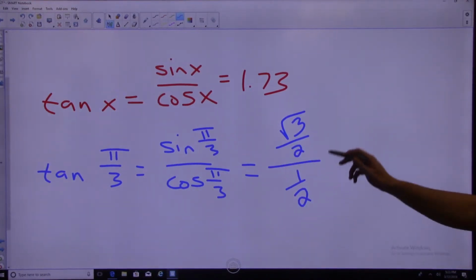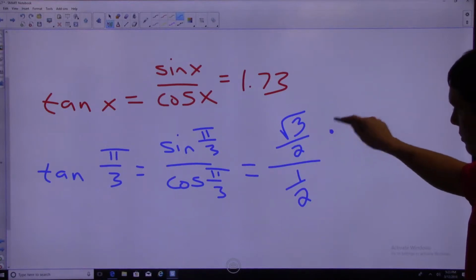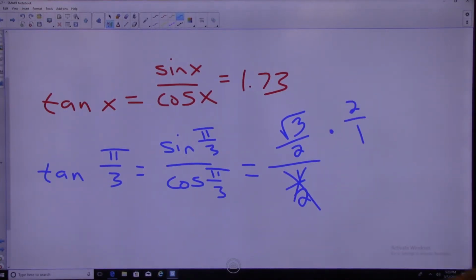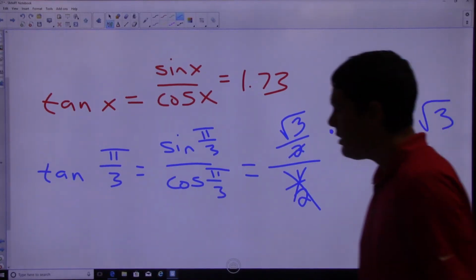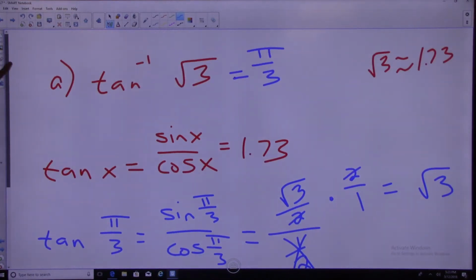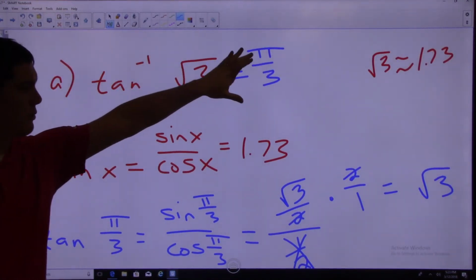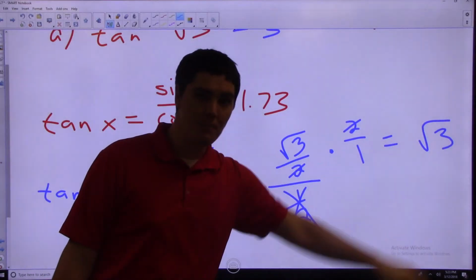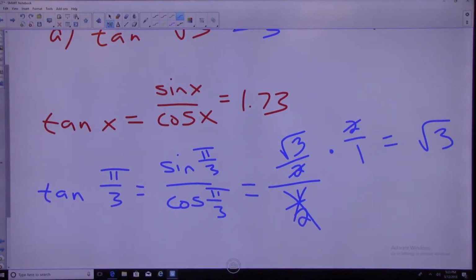So instead of dividing by a fraction, we can multiply by the reciprocal. So multiply by 2 over 1 here. So I'm choosing not to divide by 1/2. So those will cancel, the 2's, and so we're left with the square root of 3. So the reason this works, the reason why the inverse tangent of the square root of 3 is equal to pi over 3, that's because the tangent of pi over 3 is equal to the square root of 3. So see how we're just switching the x and y values there. Okay? So that's the idea.